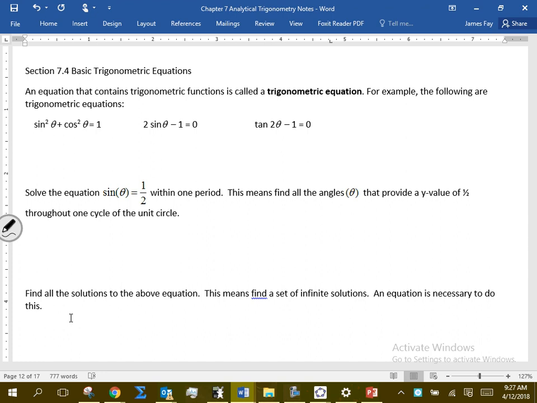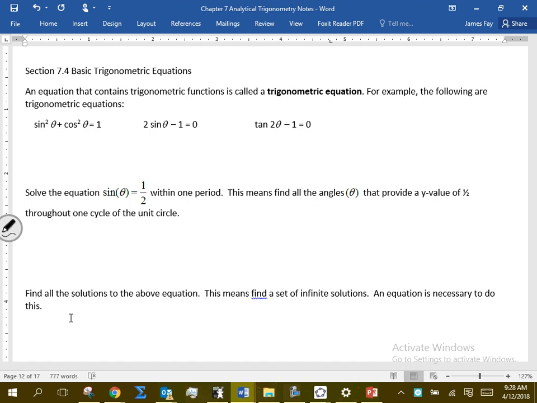An equation that contains trigonometric functions is called a trigonometric equation, obviously. Those down there, sine squared theta plus cosine squared theta equals 1. That's a trigonometric equation. We know it's an identity, okay, but it is also an equation, okay? If I were to graph the left-hand side and graph the right-hand side, where they cross, where they intersect would be the solutions for theta, right?